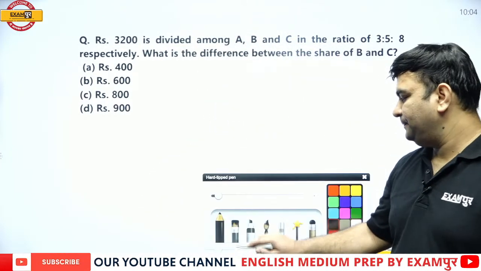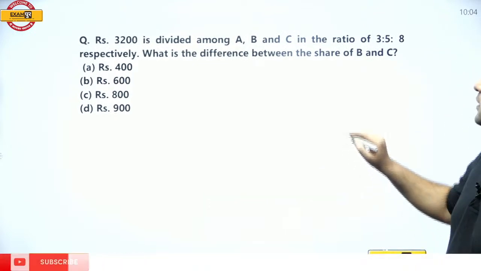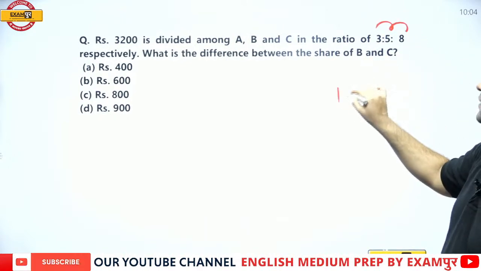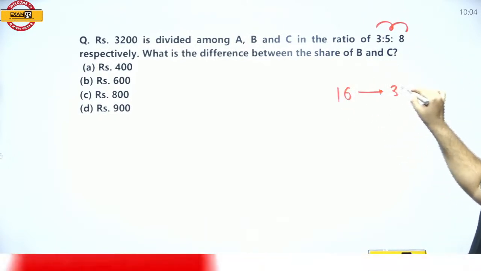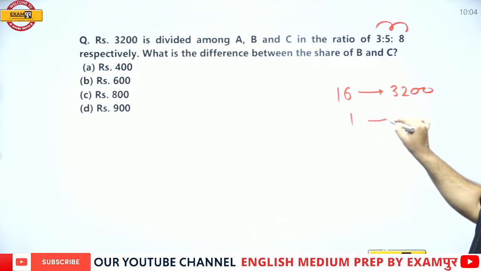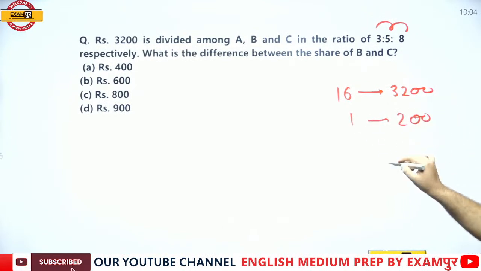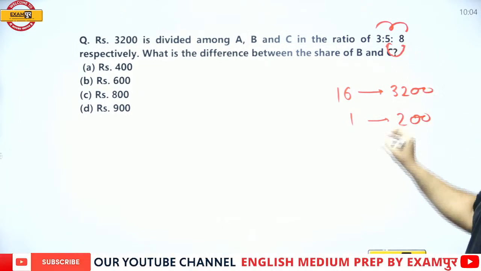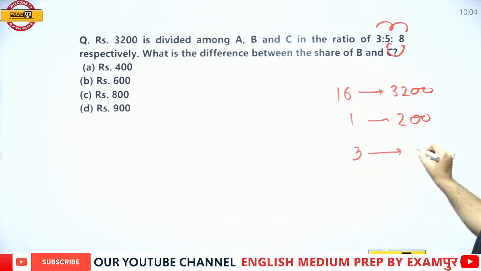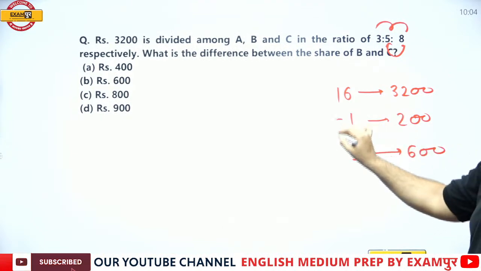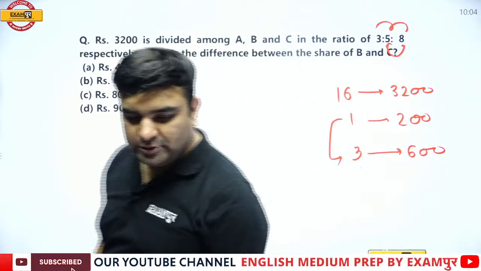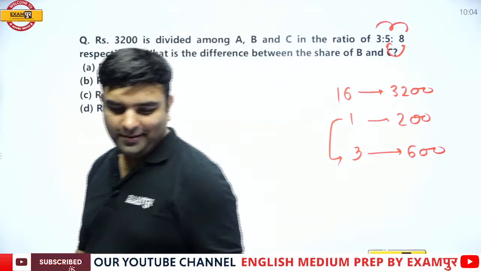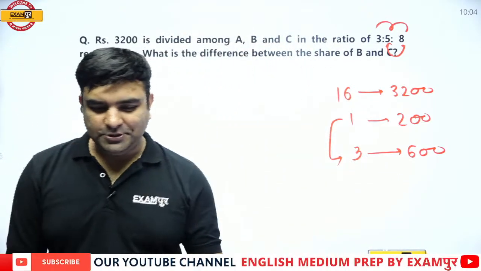So let's see. Total according to the ratio is 3 plus 5 plus 8, which is 16. 16 is given as 3200. So 1 is equal to 200. What is the difference between B and C? The difference between B and C is 3. So if 1 is equal to 200, then 3 is equal to 600. Correct? Okay, easy one. Let's move on further.